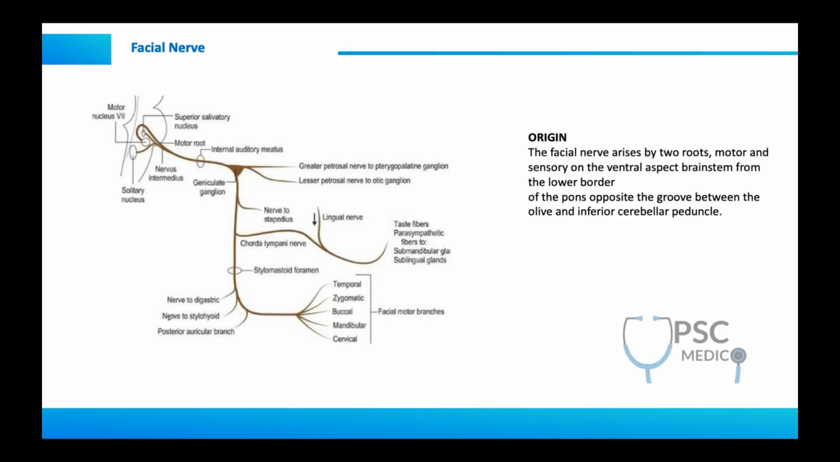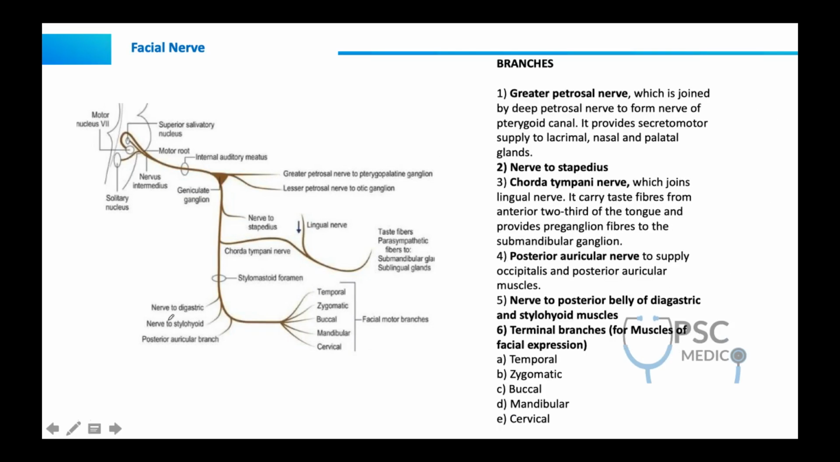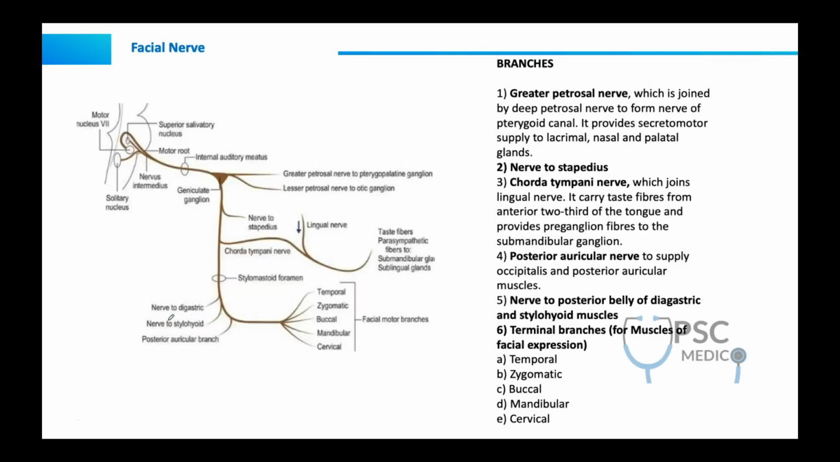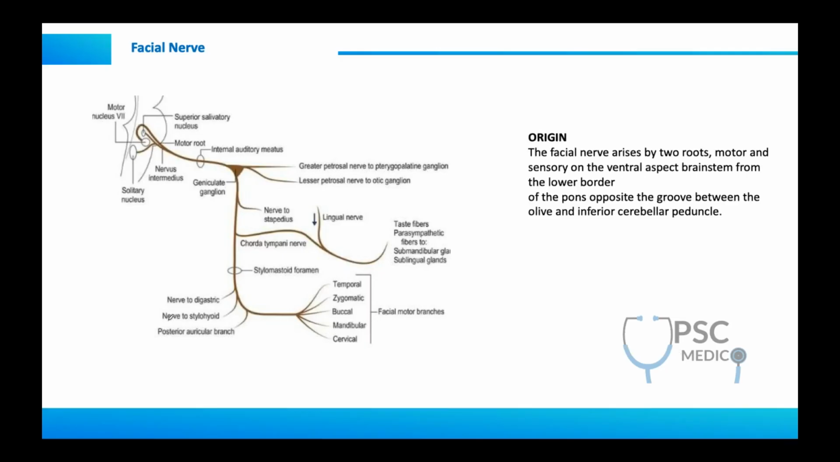So in this video, I'll be discussing the origin, course and distribution, the branches, and the clinical significance of the facial nerve. So to begin with, the facial nerve is the seventh pair of cranial nerves, and it's a mixed nerve. That is, it is both motor and sensory.